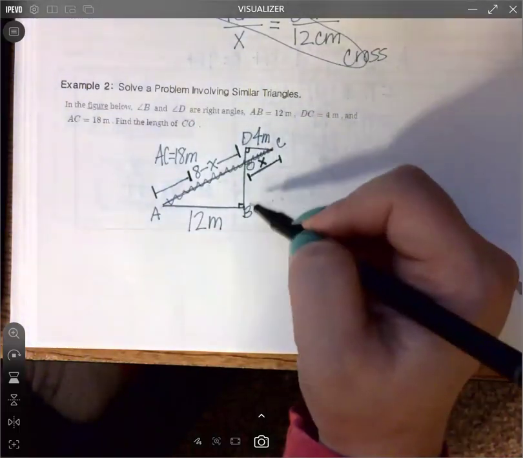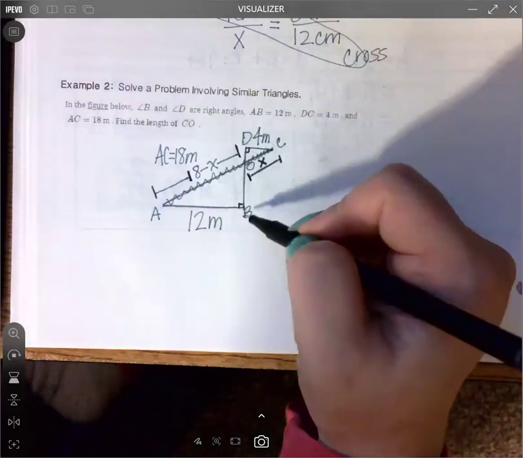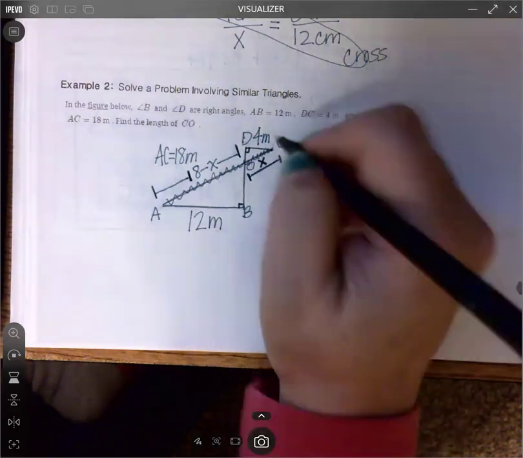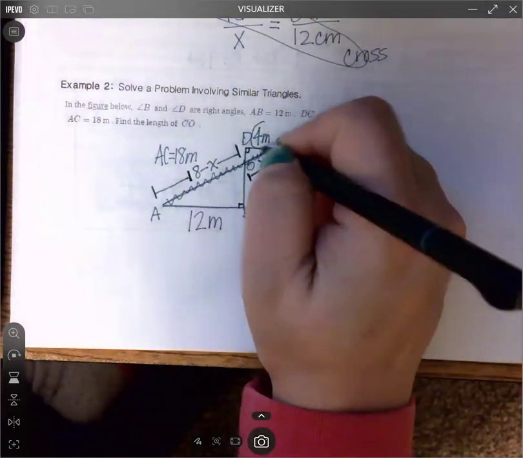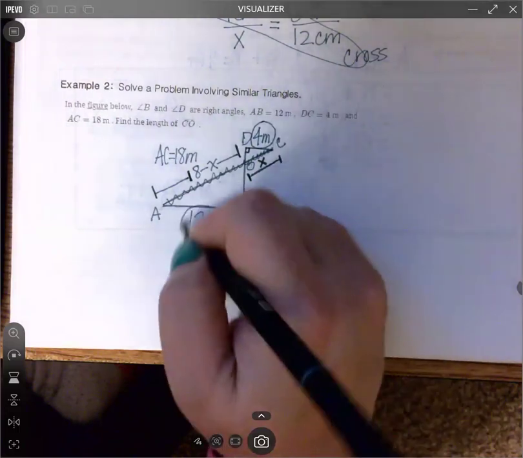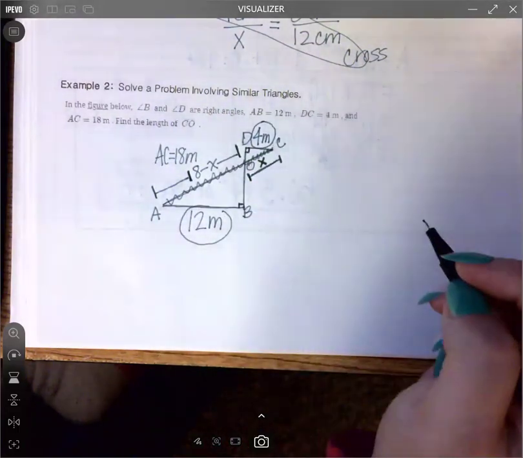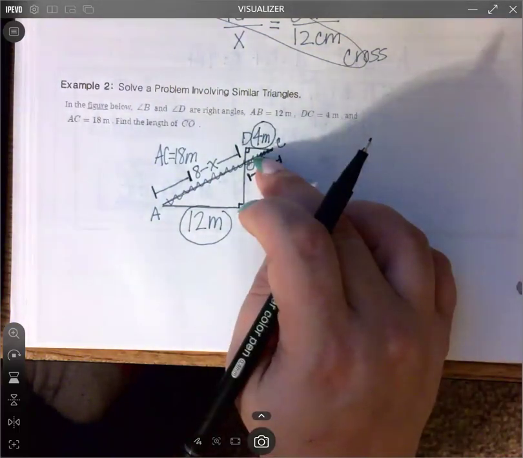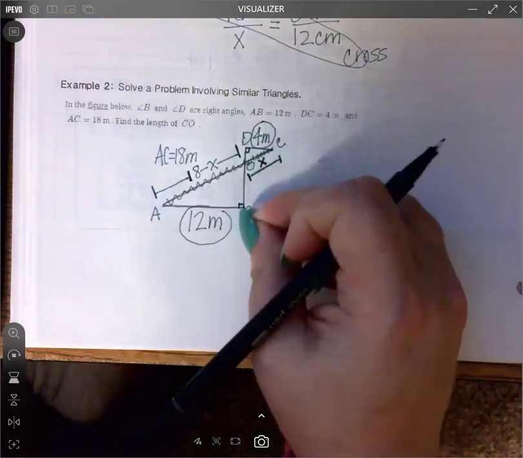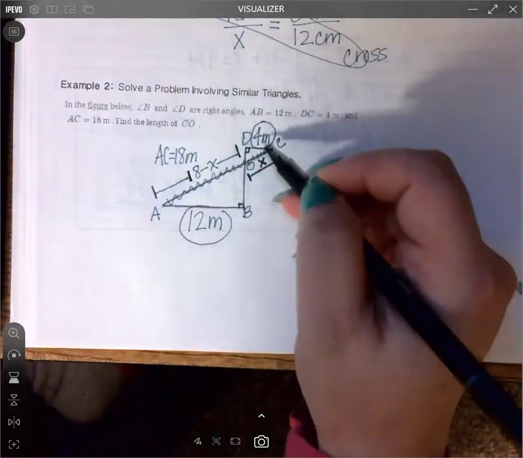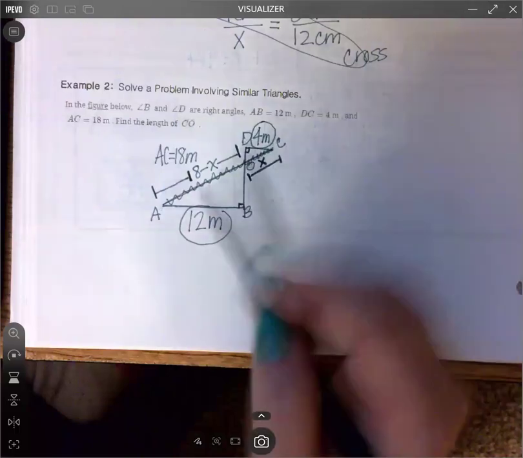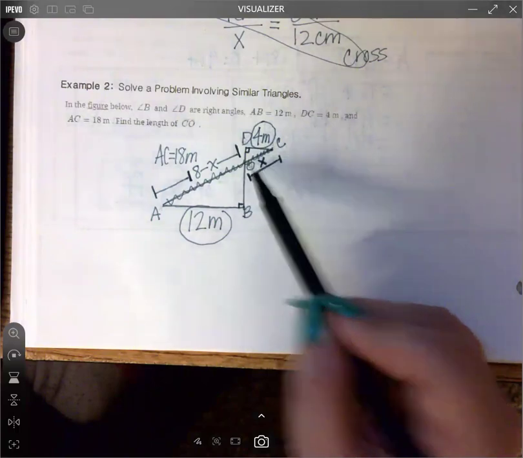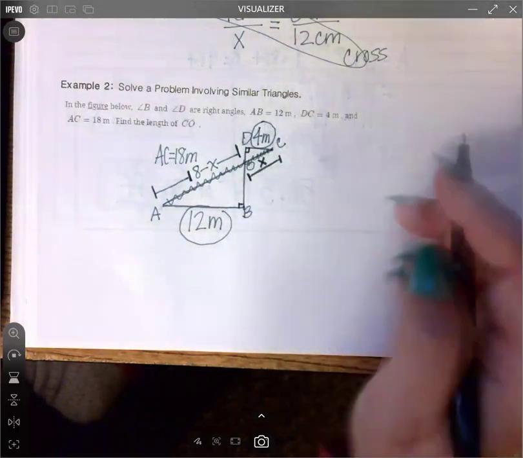So notice that my right triangle is up here and down here. When we talked about orientation before, this is what I'm talking about. The DC measurement and the 12 meters measurement, those are going to be in the same orientation. If I were to turn this little triangle or flip it down, they would both be the bases of the triangle. And this side, AO and OC, would be my hypotenuse of each triangle.